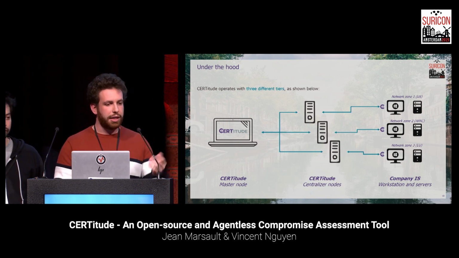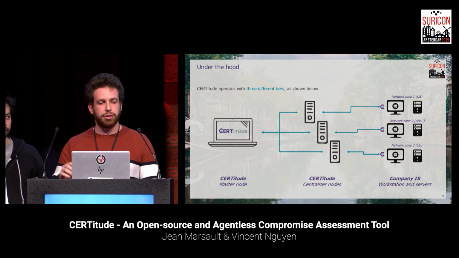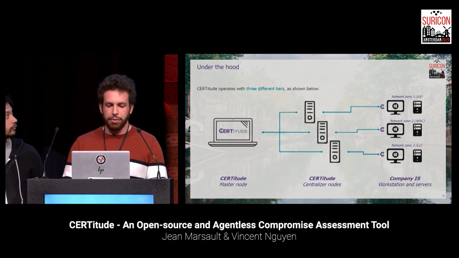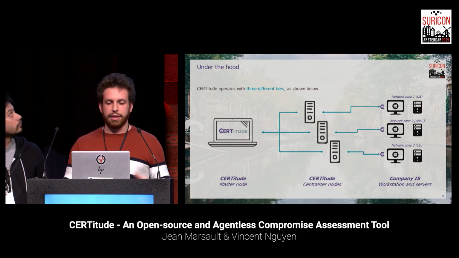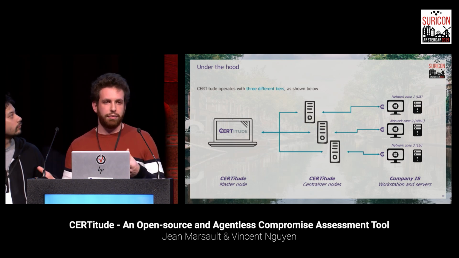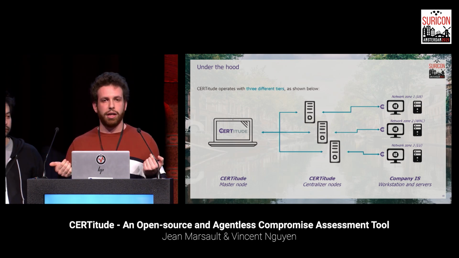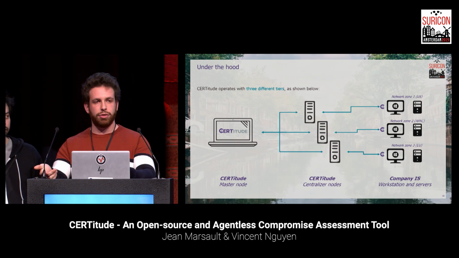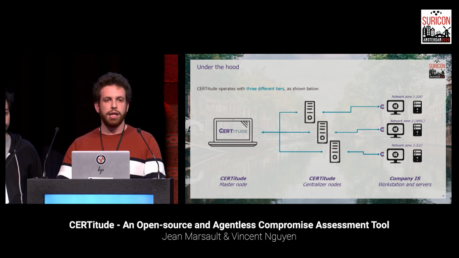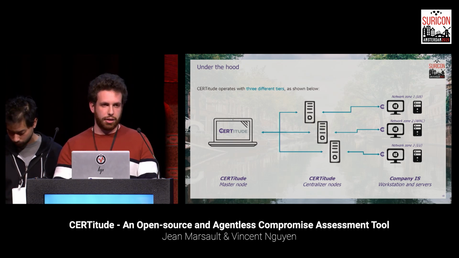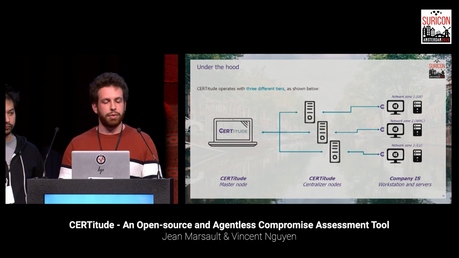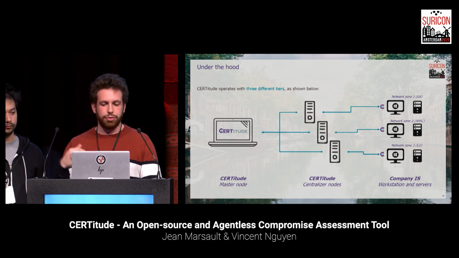So, for example, here we have 3 world regions: US, APAC, and EU. And in this configuration, we will have 3 centralizer nodes, 1 for each world region. The centralizer nodes will launch the collection modules on the workstations and servers. They will gather data, analyze it on site, and then send the results back to CERTitude.